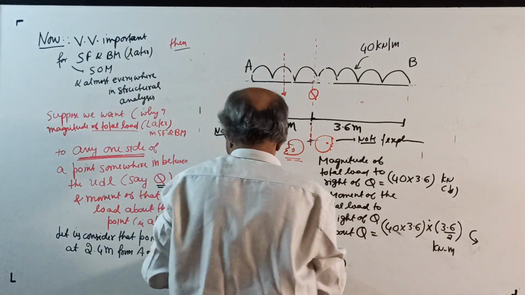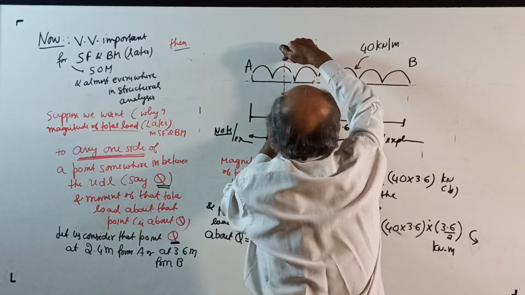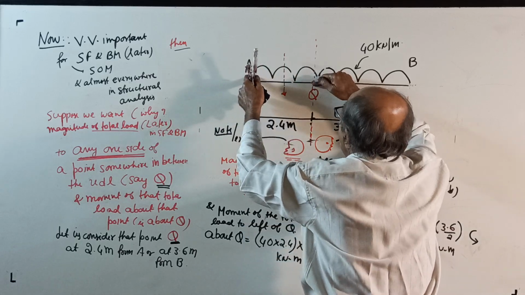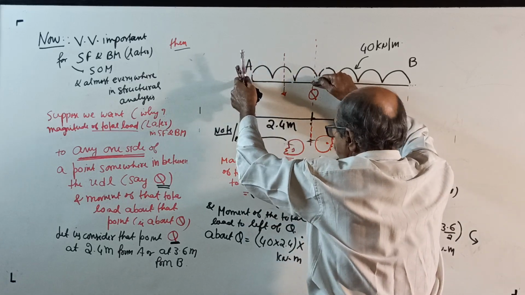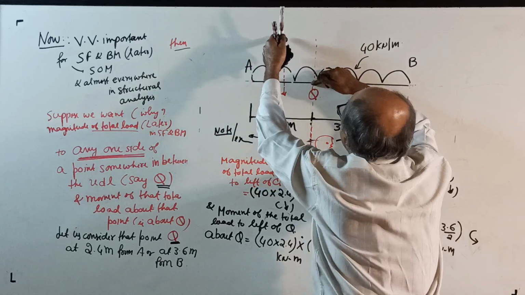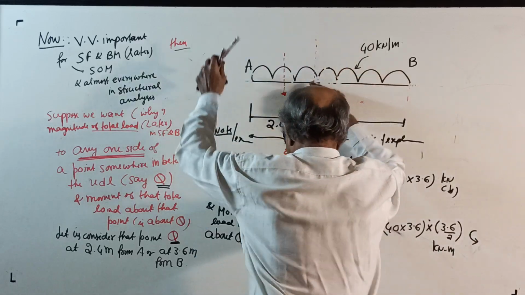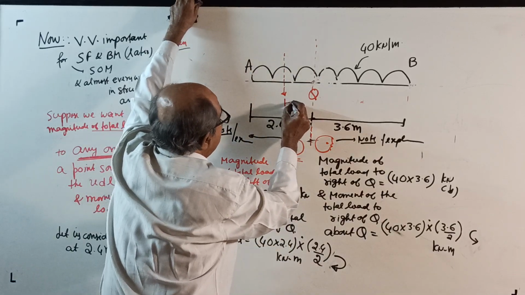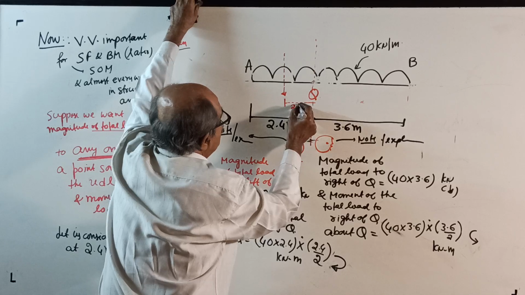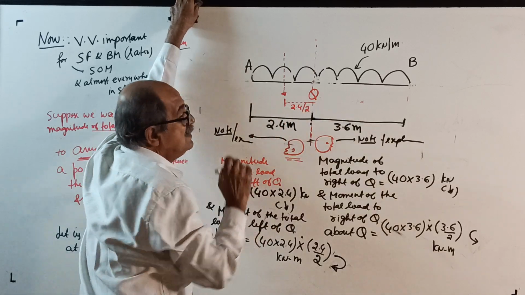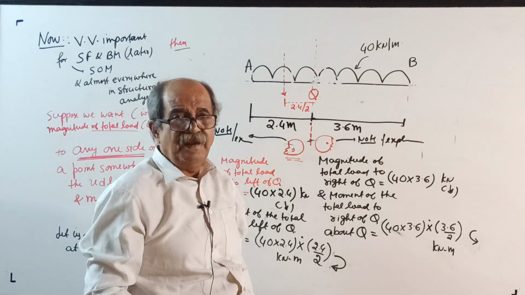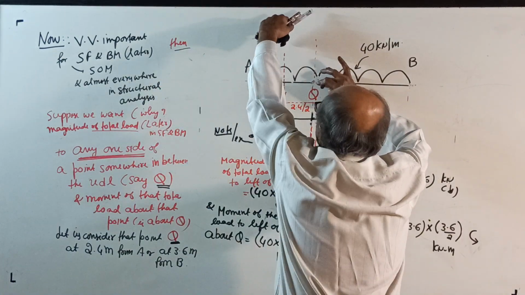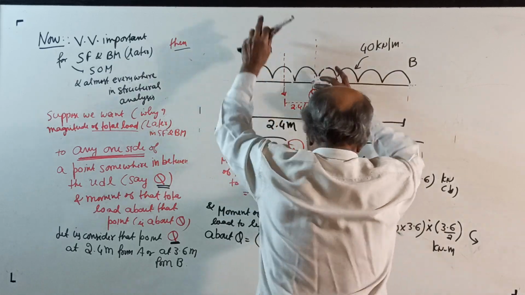And moment of that total load about Q. I wrote once again, moment of the total load to the left of Q about Q is the total load, that is 40 into 2.4, into 2.4 by 2. Now you write. Later you should not write, because the reason I will tell you later. Equal to 40 into 2.4, the total load, into 2.4 by 2.